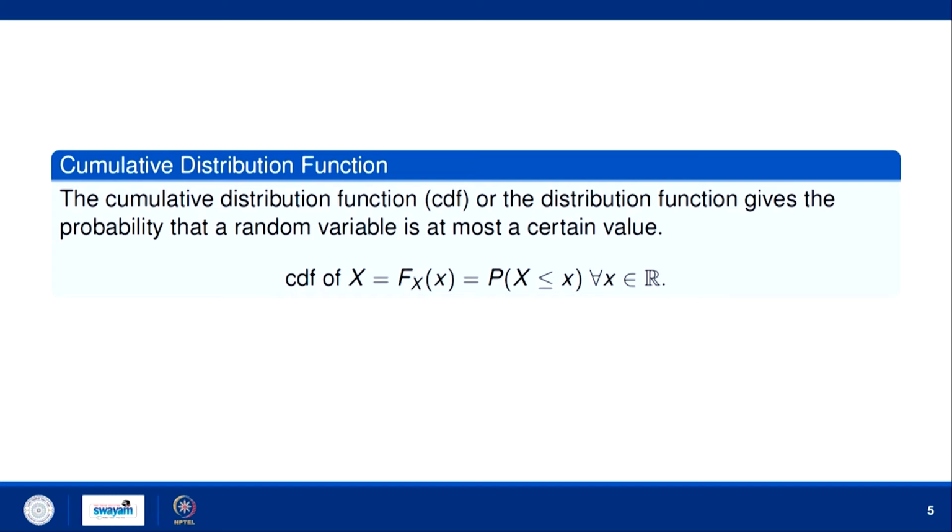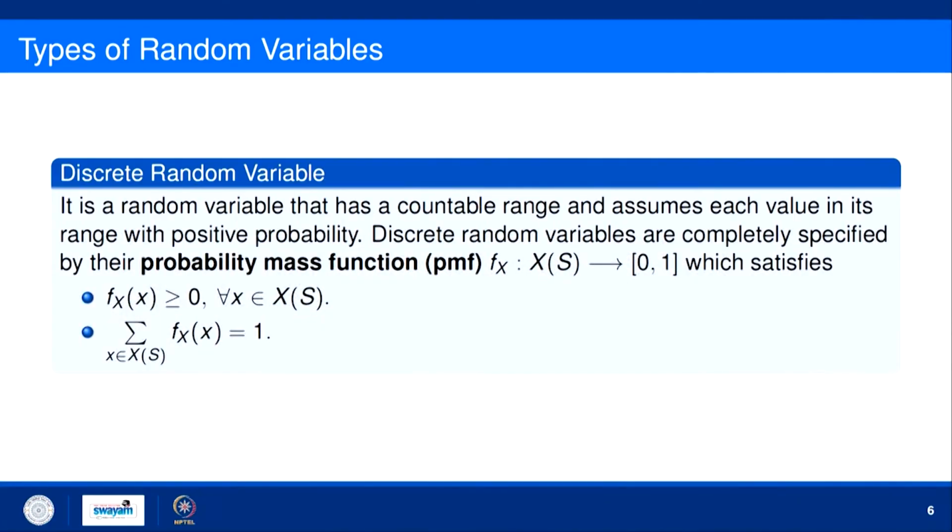Now we will discuss some examples for the better understanding of this. First we will cover all the definitions. So now what is a discrete random variable? It is a random variable that has a countable range and assumes each value in its range with positive probability. So it is discrete, that means it has a countable range and assumes each value in its range with positive probability, as mentioned. Discrete random variables are completely specified by their probability mass function.